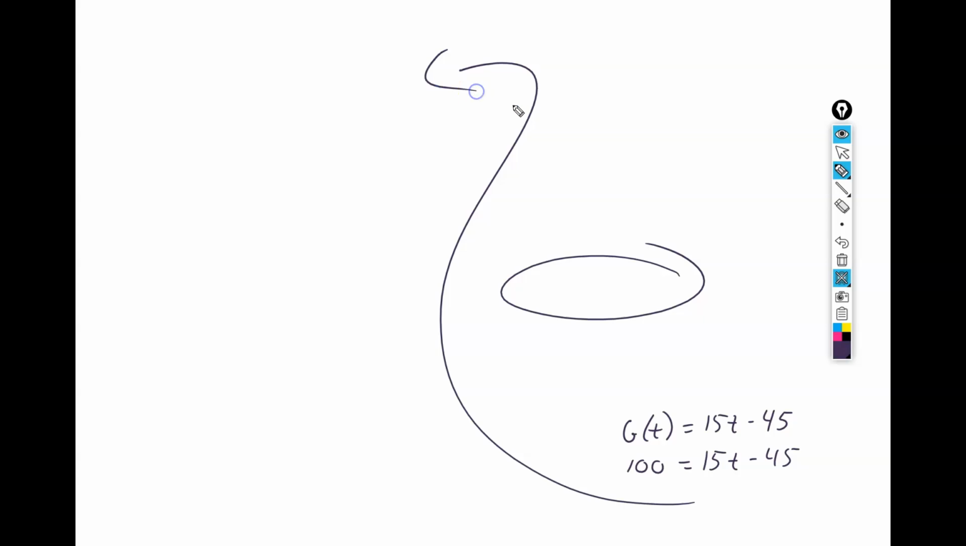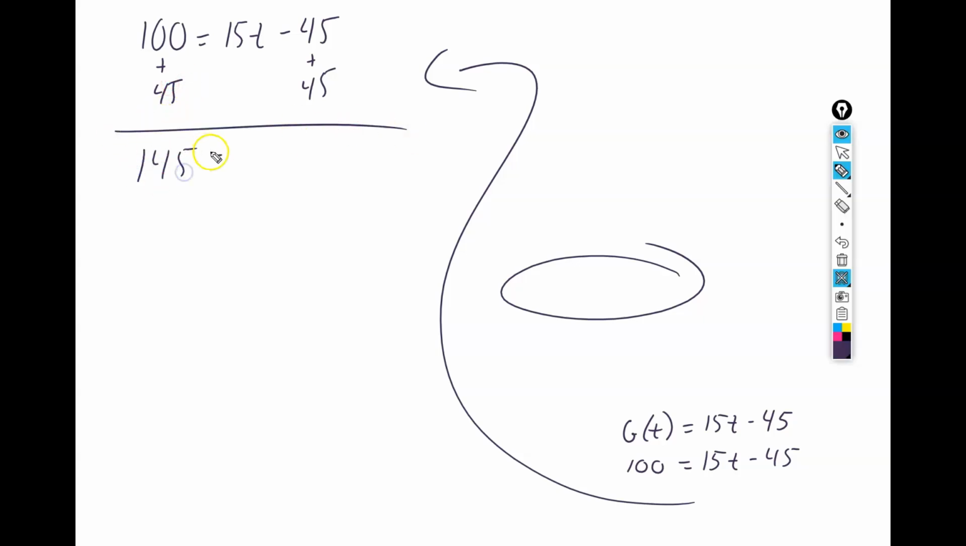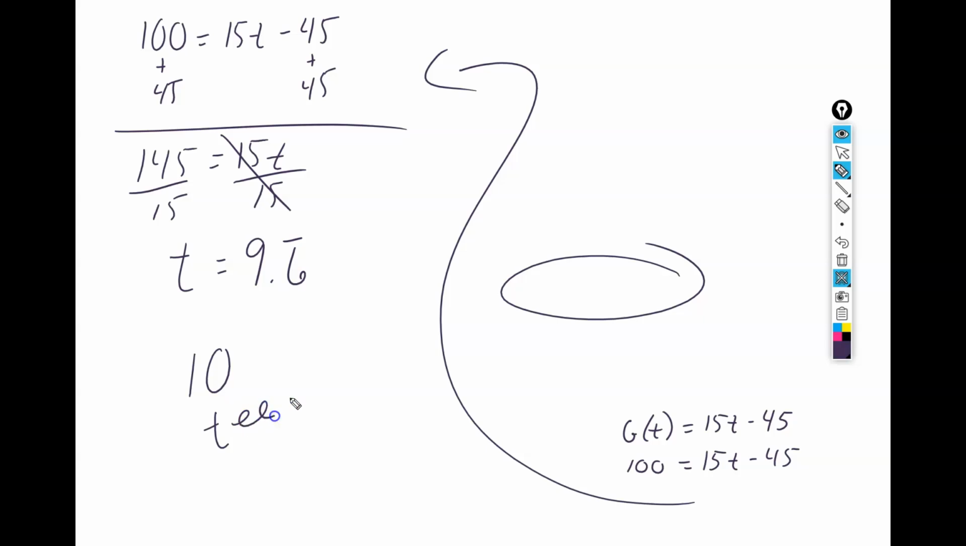So let's come up here. So 100 equals 15t minus 45. I'm going to add 45 to both sides. That's going to give me 145 equals 15t. And that's 15 times t, so I want to divide by 15. So the number of t-shirts is 145 divided by 15, which is 9.6 repeating. So to make this make sense, we need to sell about 10 t-shirts.